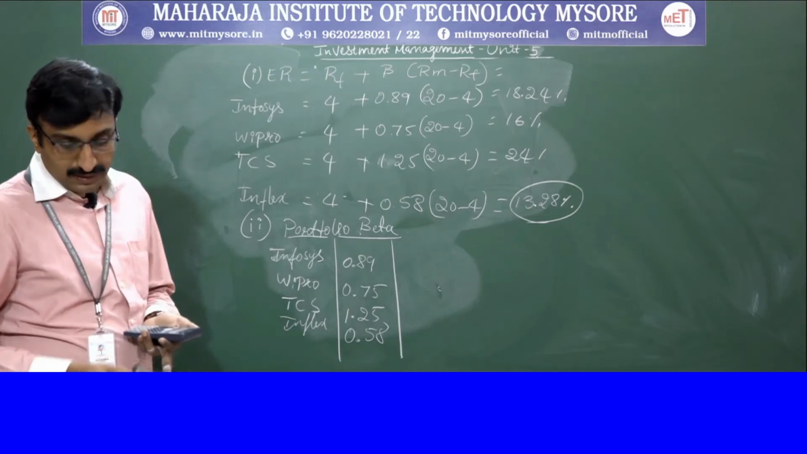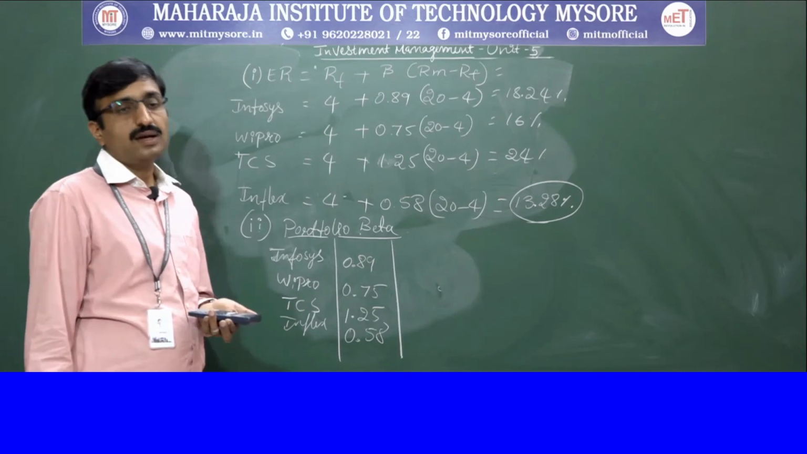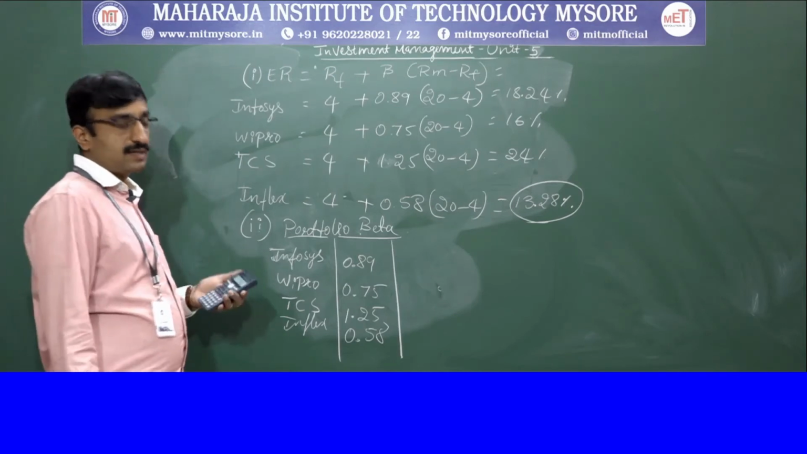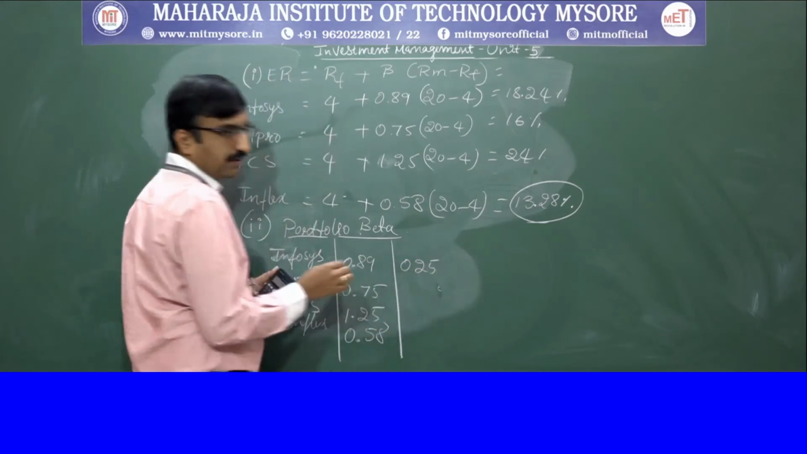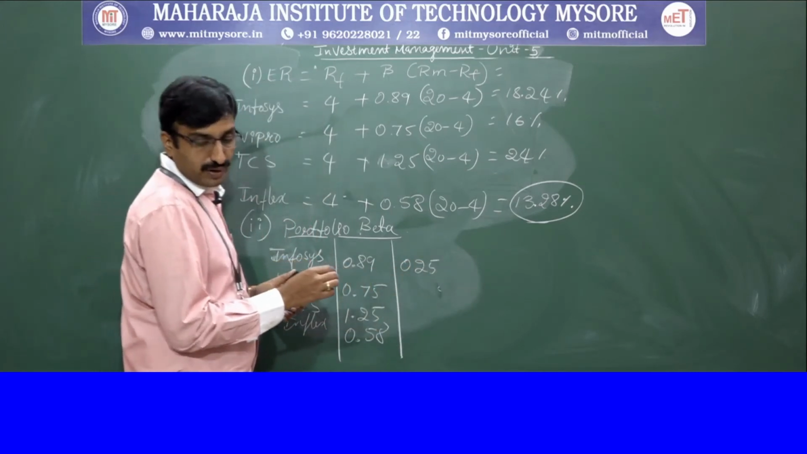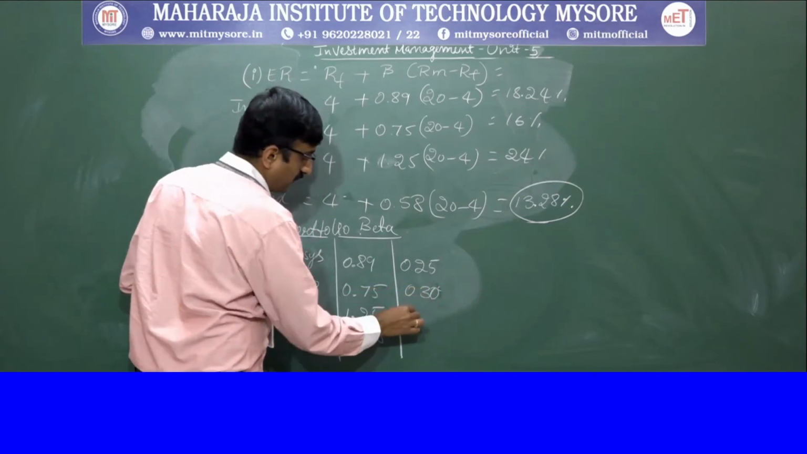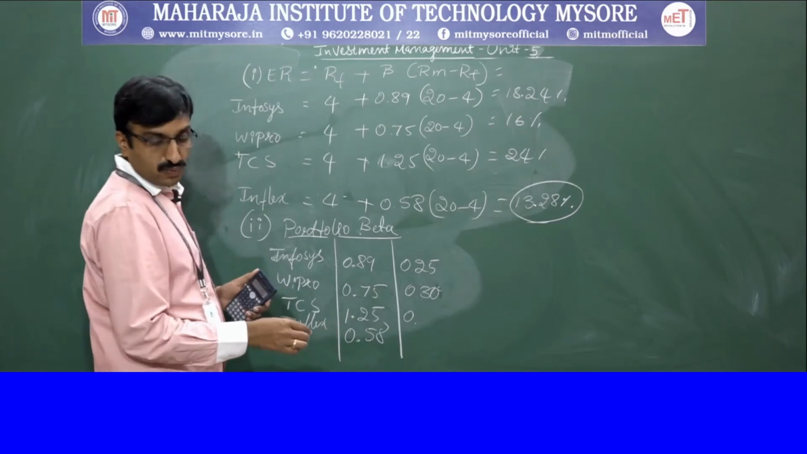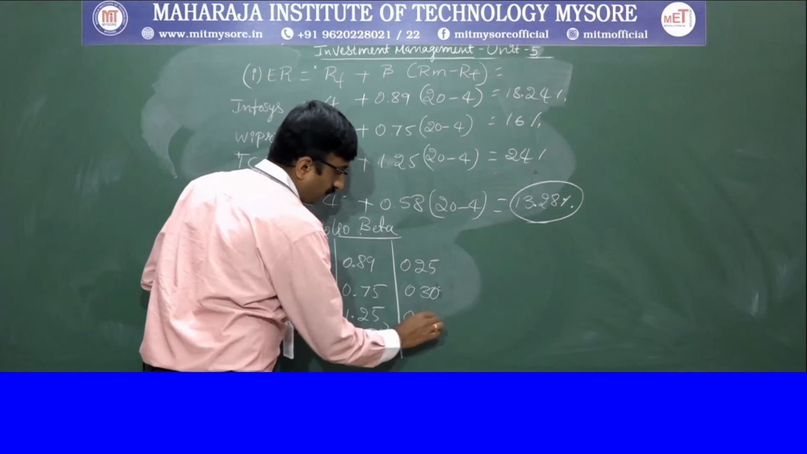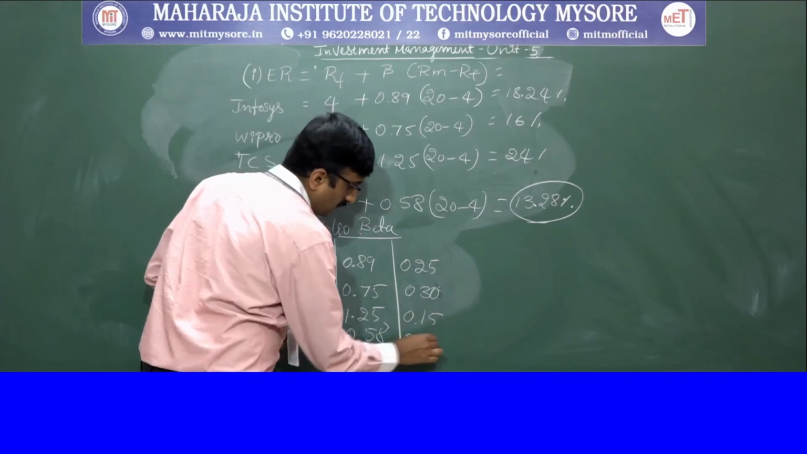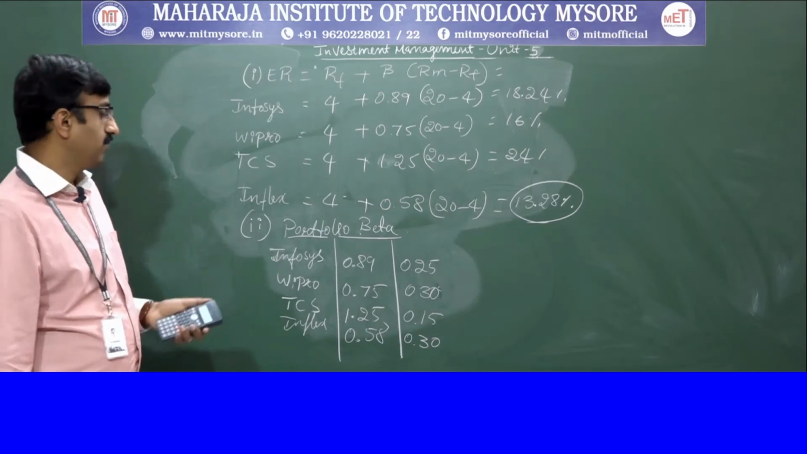Next, weights they have given in the problem itself: 0.25, 0.30 (it is in terms of percentage), 0.15 and 0.30. This is how they have given.